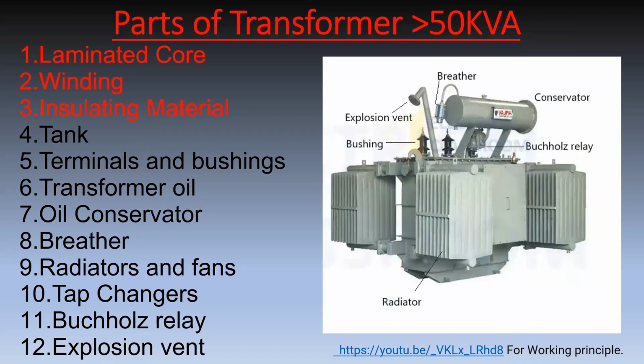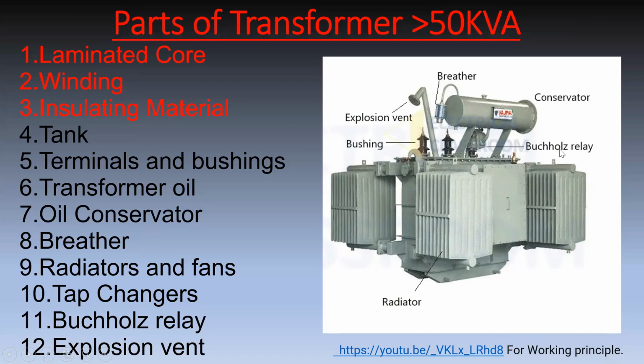So this is the outermost look of how the transformer will be. This is called the tank. Inside the tank, the internal parts, that is our core and windings, are placed. Above the tank, we have a conservator tank, also called an expansion tank. We have a breather and this is the explosion vent. From the name, we can say explosion vent. Whenever the temperature and pressure increase in the transformer tank, to avoid an explosion, it has to come out from this vent. We have bushings, and this part is called the terminals.